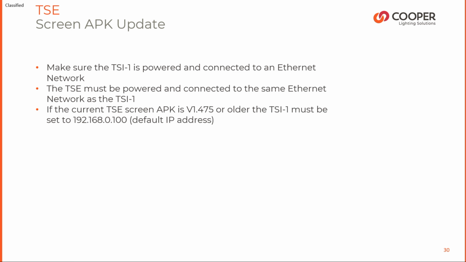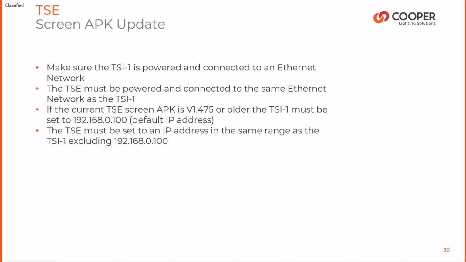If the current TSE screen's APK or firmware is 1.475 or older, the TSI1 must be set to 192.168.0.100, which is the default IP address of the device. The TSE must be set to an IP address in the same range as the TSI1, excluding that default 192.168.0.100. Each device on an Ethernet network does have to have a unique IP address.